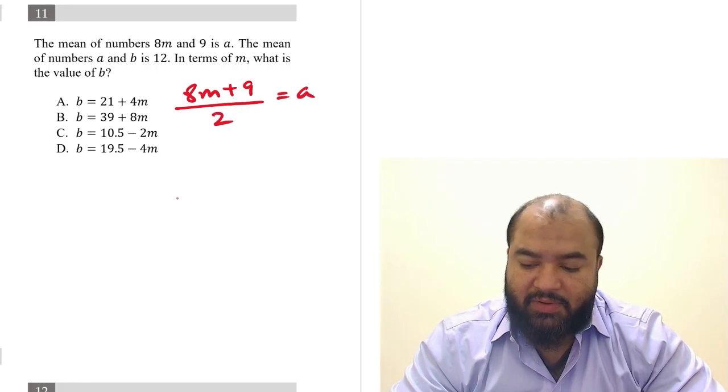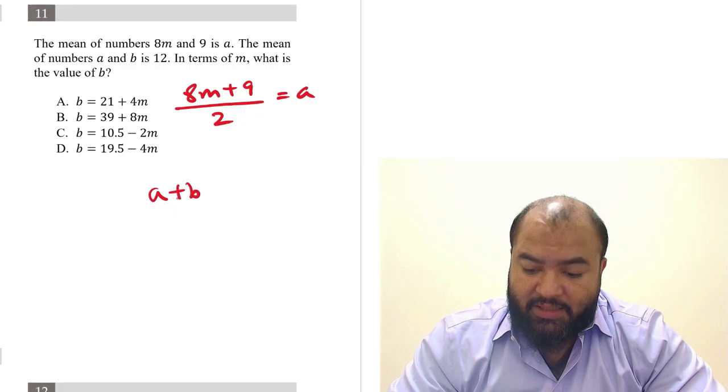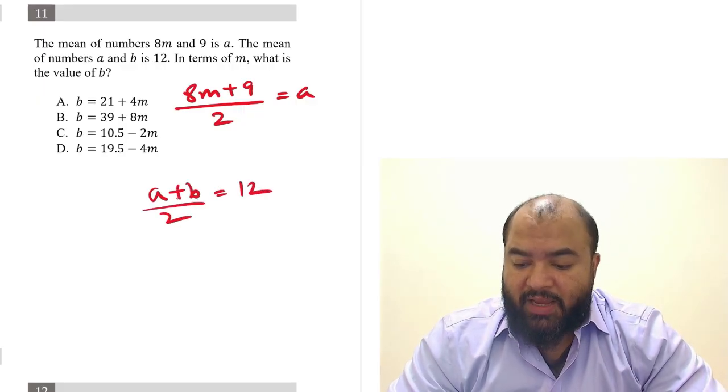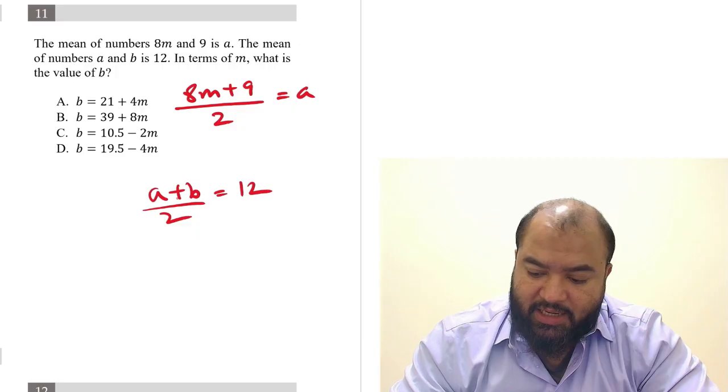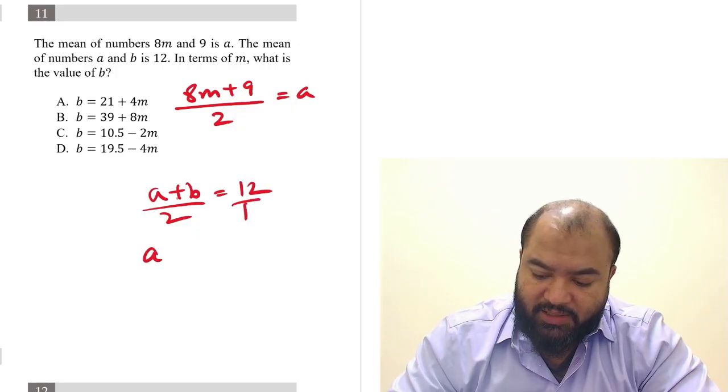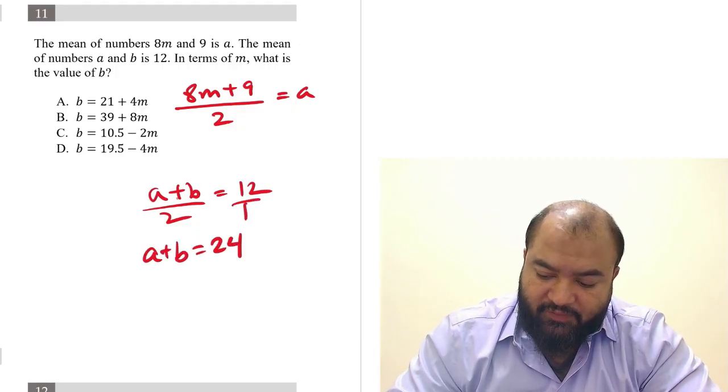So if you add and divide by 2, you get A. The mean of numbers A and B, if you divide by 2, you get 12. Now in terms of m, what is the value of B? I'm just going to plug it in. So A is equal to this, 8m. First of all, I can cross multiply here. So A plus B is equal to 24.